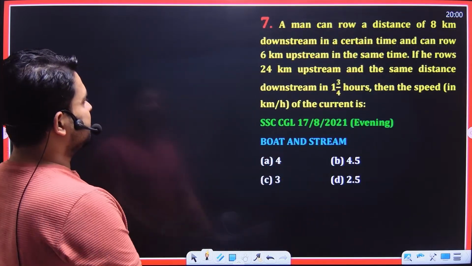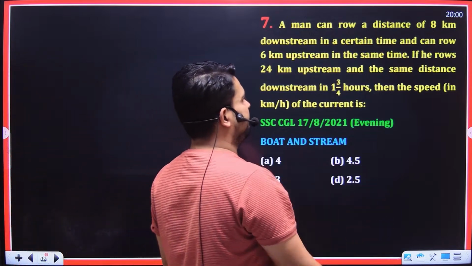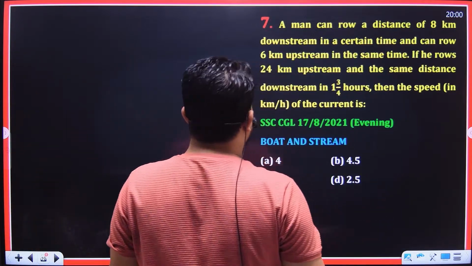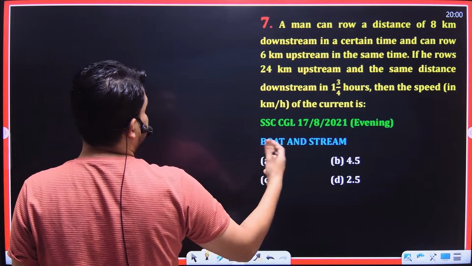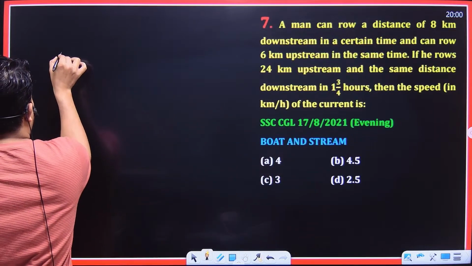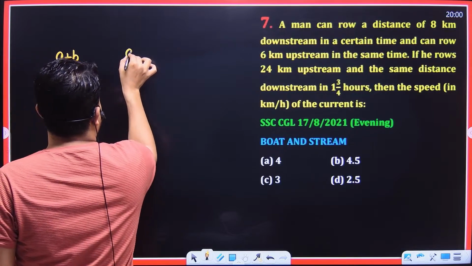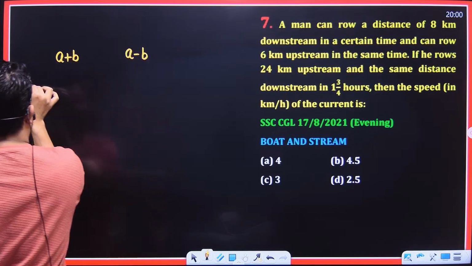A man can row a distance of 8 kilometers downstream in a certain time and can row 6 kilometers upstream in the same time. See, downstream speed is a plus b, and upstream speed is a minus b. So what have we been given?